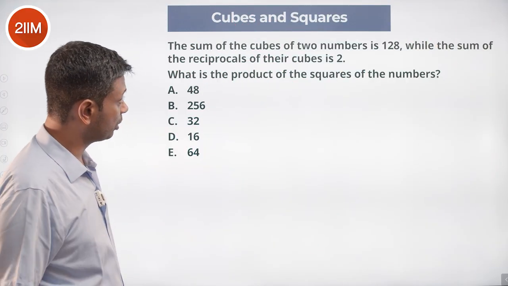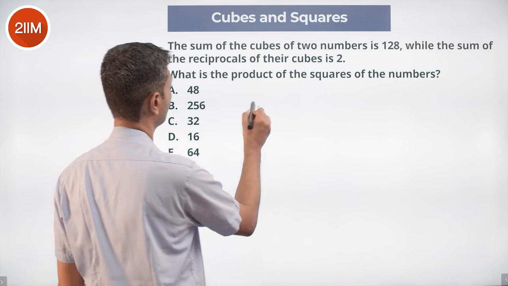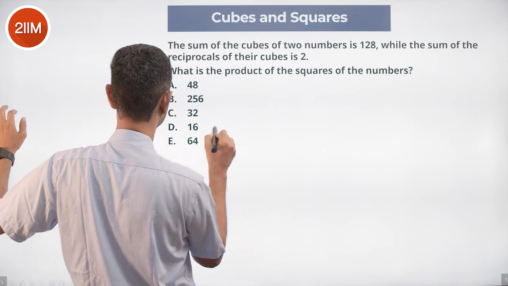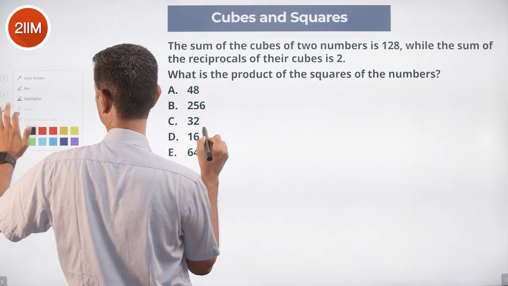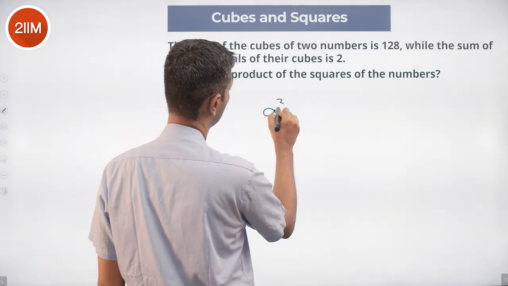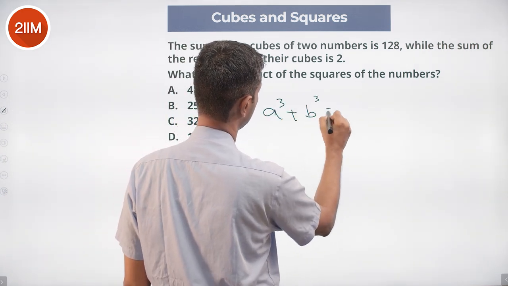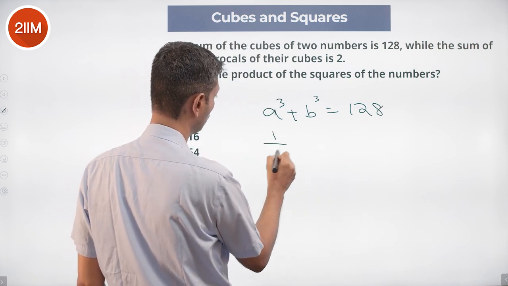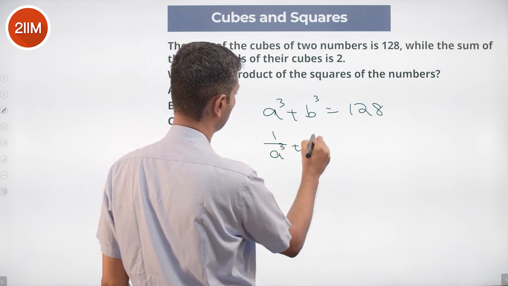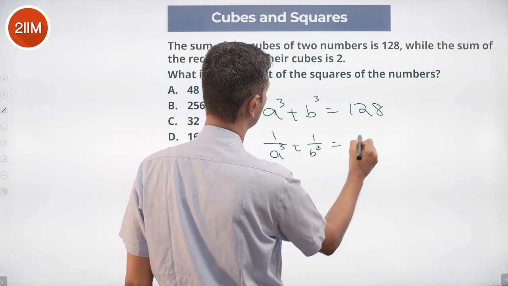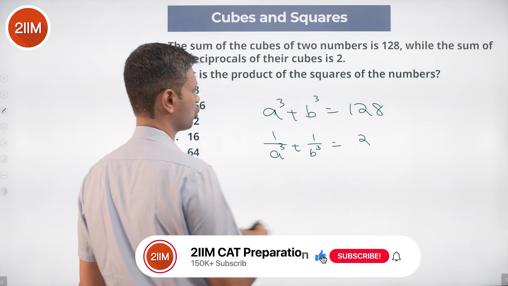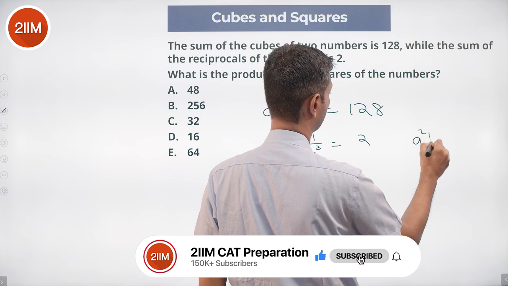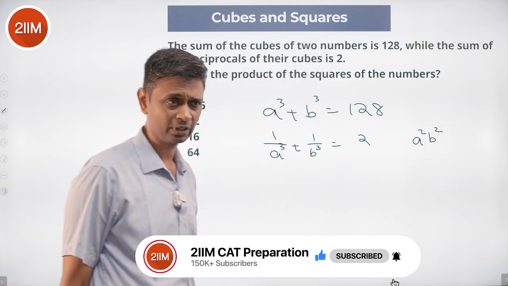The sum of the cubes of two numbers is 128. So A cube plus B cube is 128. The sum of the reciprocals of their cubes, 1 by A cube plus 1 by B cube, is 2. What is the product of the squares of these numbers? A square, B square is what you want to see.